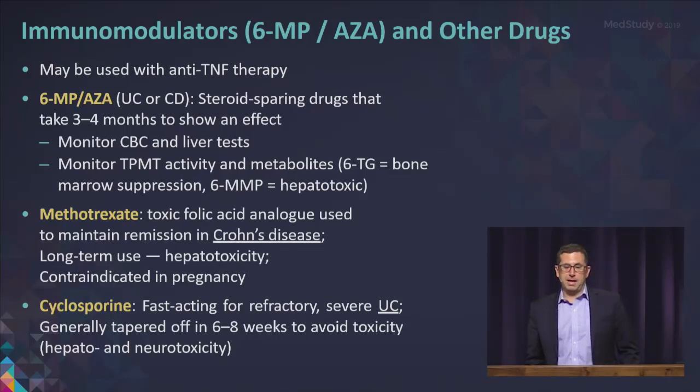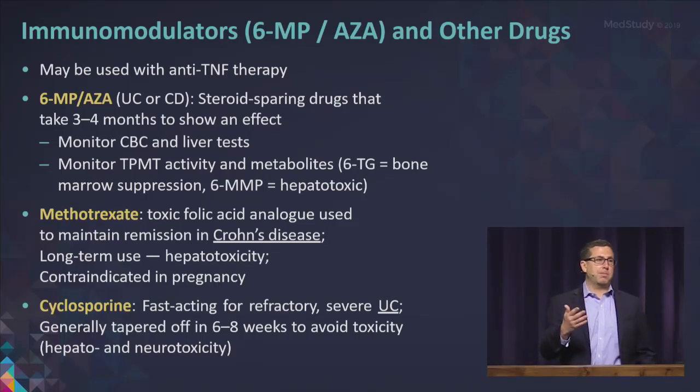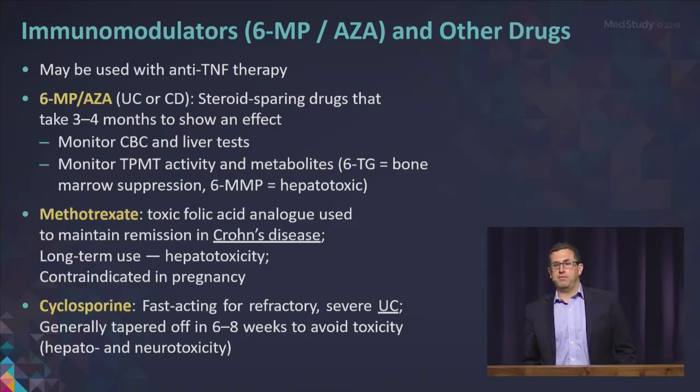6-MP and azathioprine, just like the biologics that we discussed, are steroid sparing, meaning that if a person's on prednisone and you put them on a biologic or either 6-MP or azathioprine, you could taper the steroids off. It's important to monitor CBC and liver tests when patients are on 6-MP or azathioprine because there are metabolites that could affect the bone marrow or can be hepatotoxic. The metabolite that's bone marrow suppressive is 6-TG, and 6-MMP is the metabolite that's hepatotoxic.